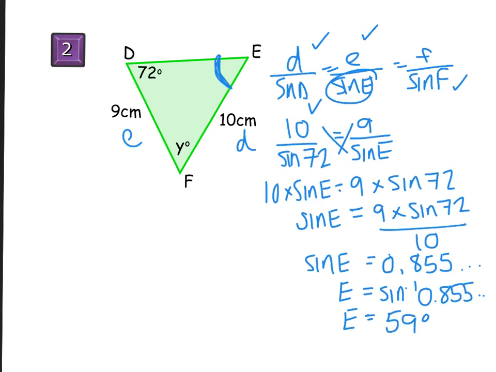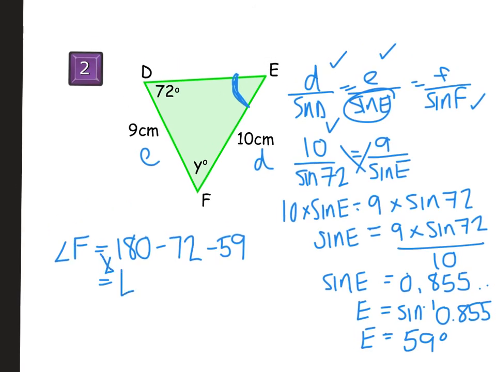Now to answer the question, we actually wanted angle F. So angle F equals 180, take away your 72, take away your 59, which gives us an answer of 49 degrees. Oops. So the angle we actually wanted was 49 degrees.